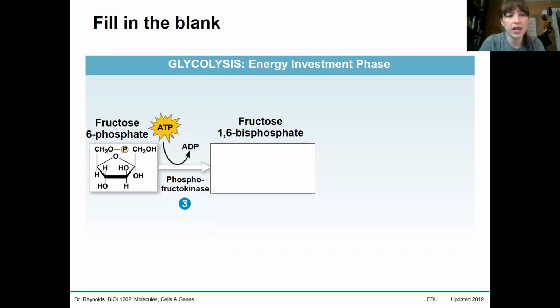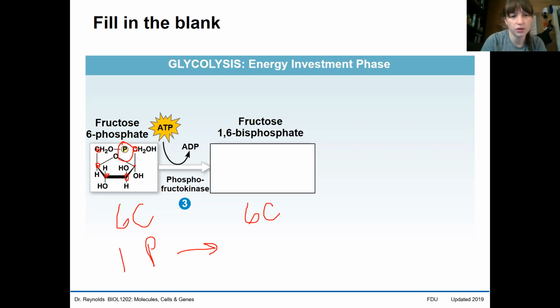What about this molecule here? Well, I know that I have nothing here that's going to change the number of carbons, so I need to keep them the same. I have 1, 2, 3, 4, 5, 6 carbons. So my final molecule is still going to have 6 carbons. I also have 1 phosphate, but since I'm going from ATP to ADP, I know that I'm going to be going from 1 phosphate to 2 phosphates.